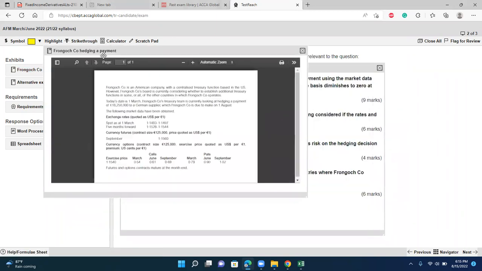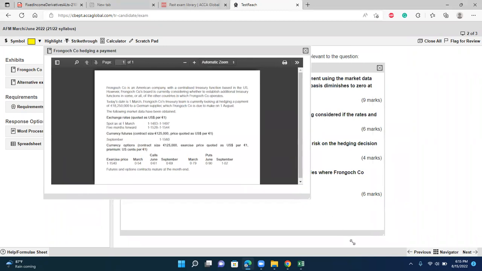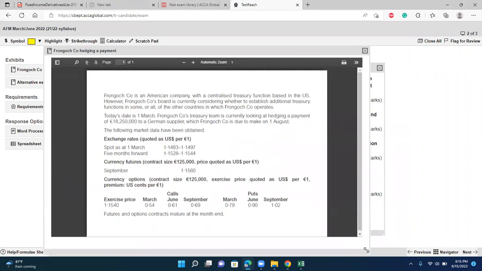So let's start reading this case. Just giving you 2 minutes. Please try to read the scenario, guys.